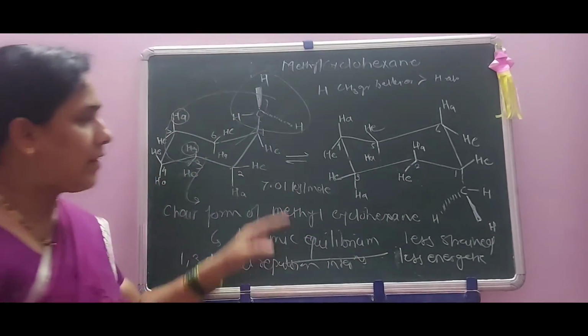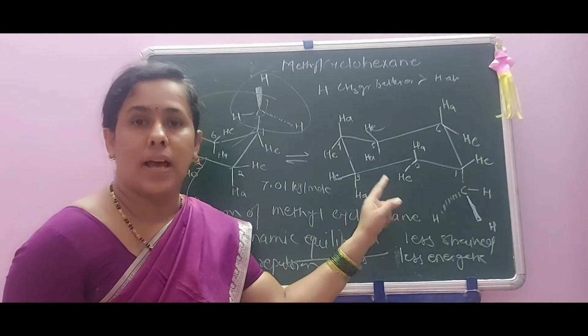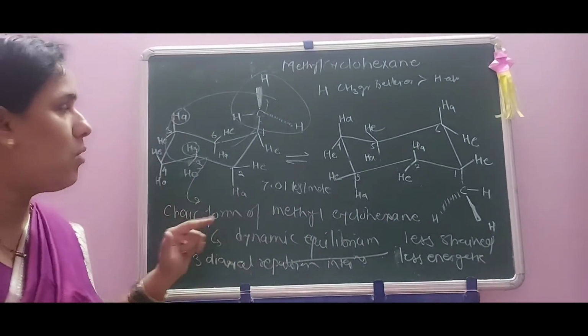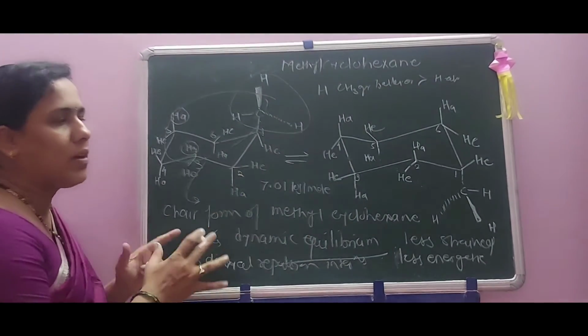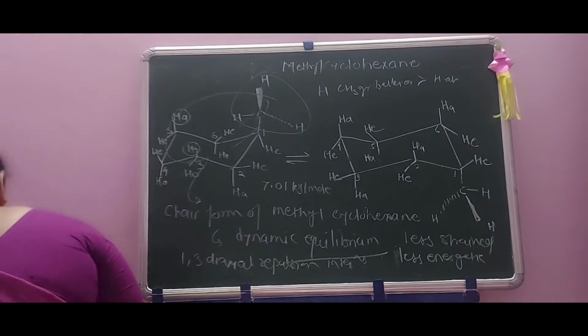Thus, the equatorial form of methyl cyclohexane has less energy. Therefore, it is the more stable configuration. Okay, now we consider the potential energy level diagram. See the diagram here.